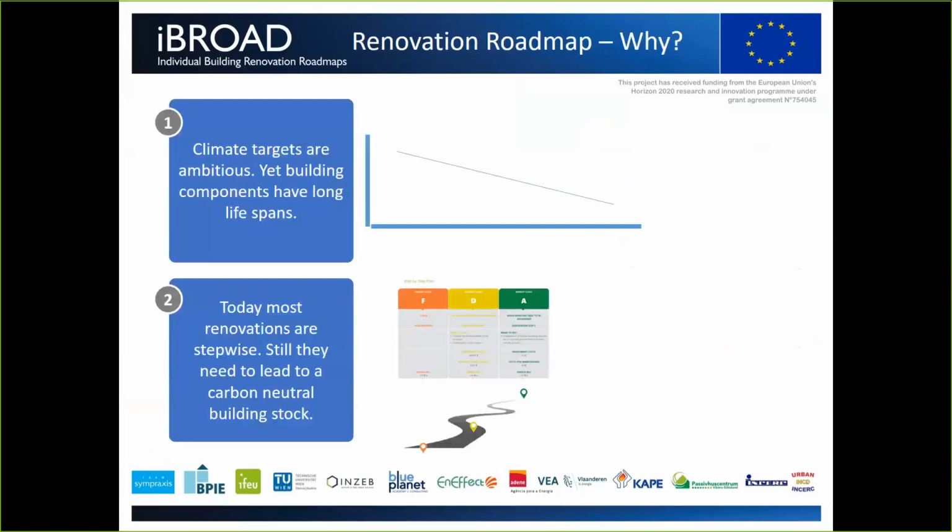So what is the idea behind it? Maybe, of course, the first thing is that we have ambitious climate targets, and they are hard to reach as building components have really long lifespans. For example, outer walls last for 50 or 60 years. Secondly, we see in the market that most renovations only happen stepwise. Building owners usually renovate one building component only if it has to be renovated, and that's the natural point. Still, these stepwise renovations have to lead to a carbon-neutral building stock in the end.